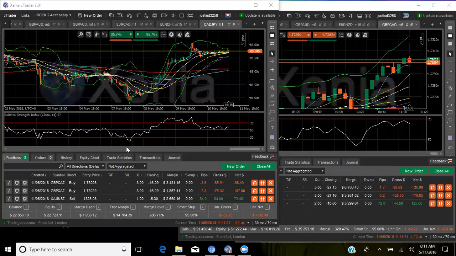Euro GBP, I'll look at that again. GA said it was going to go up. Okay, unstoppable, I see what you're saying. Stopped us out. Yep, it happens.